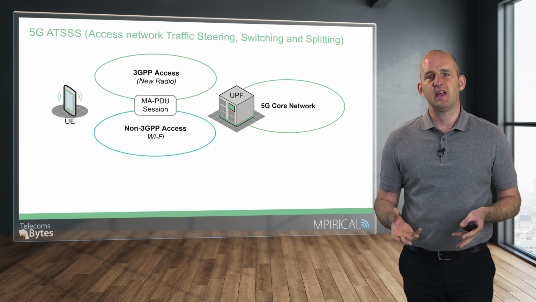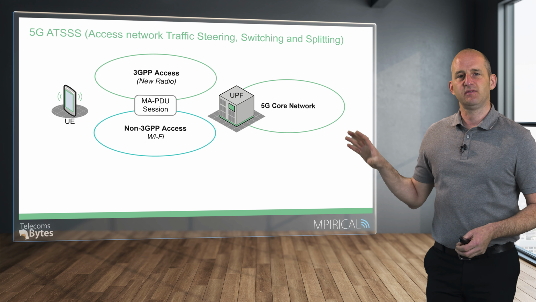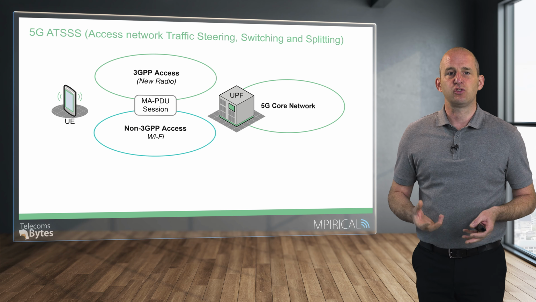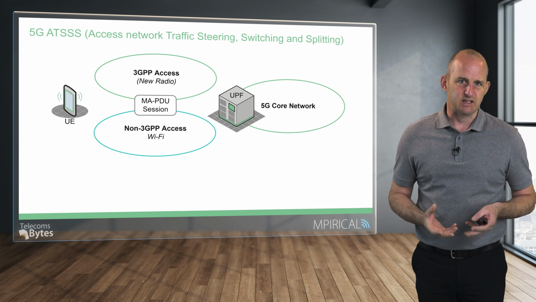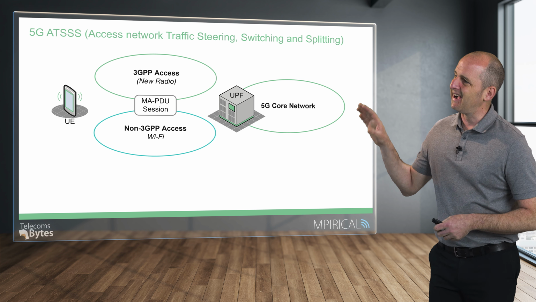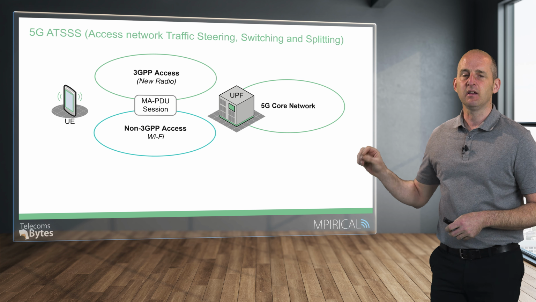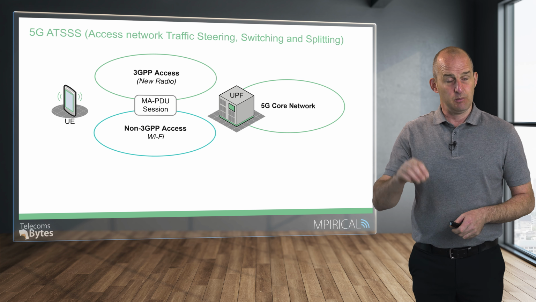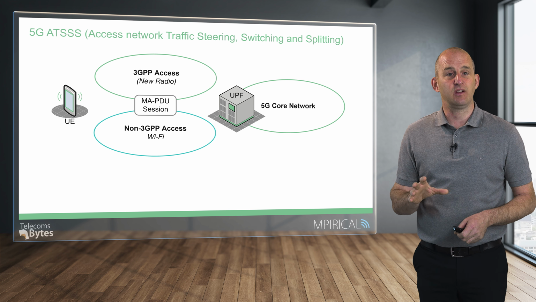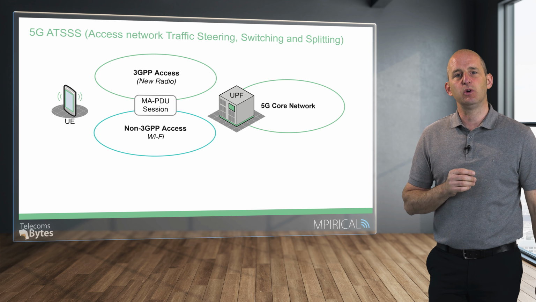So the question is then, well, if we've got these two kinds of access networks available to us, how do we distribute data across the multi-access PDU session? Which access network should be used for which kind of data? And as such, the notion of ATSSS was introduced. As you can see, access network traffic steering, switching, and splitting, because that's what we can do with the traffic across either of these networks.